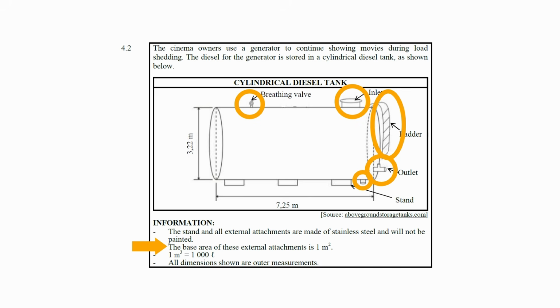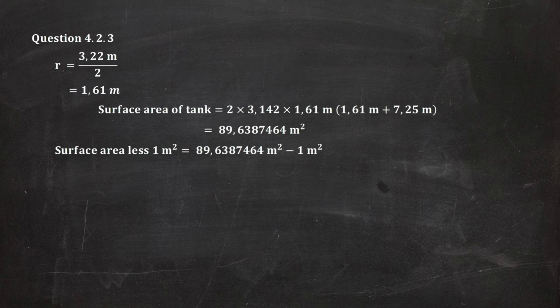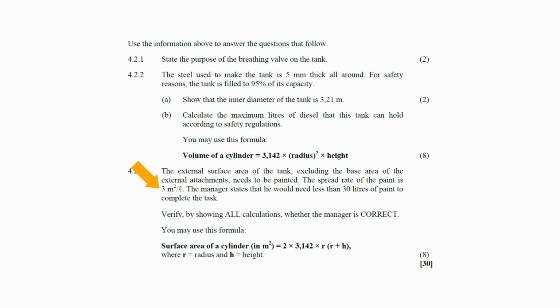Now from the information given below the diagram, the area covered by the external attachments is equal to 1 square meter. Remember that this is the area that cannot be painted. So the area of the tank that should be painted is equal to 89,6387464 square meters minus 1 square meter, and this equals 88,6387464 square meters.